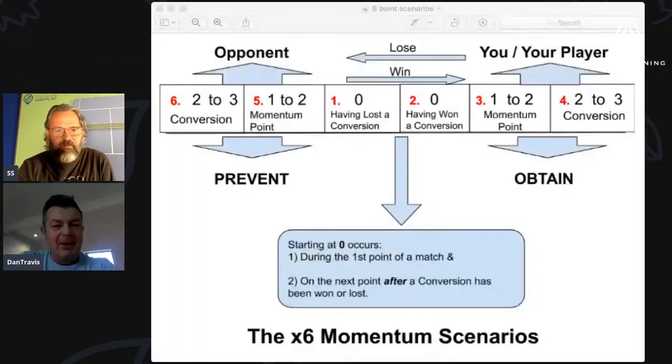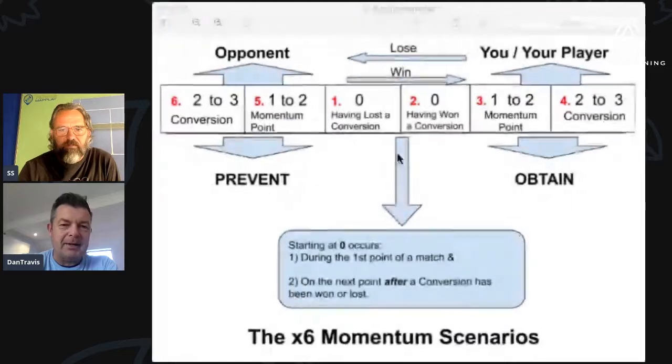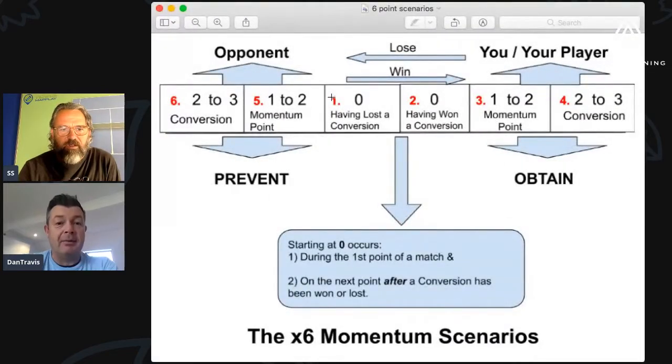Could you do me a favor? Could you bring up the groovy chart there? There you go. So when you've won a point, can you see in red there that each one of the scenarios is numbered? So when I'm referring to number 1, it's that red number, and that box is the scenario that you're in.